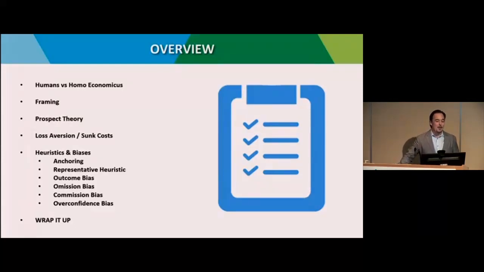Go into framing, break that down into how it leads into prospect theory, which is kind of the cornerstone of behavioral economics. Talk about loss aversion and sunk costs, another facet of prospect theory, and then break it down into heuristics and biases. With the heuristics and biases, the goal isn't necessarily to go through an exhaustive list, but more to touch on some of the ones that are interrelated that maybe we aren't all aware of that affect us as providers. And then we'll wrap it up at the end.